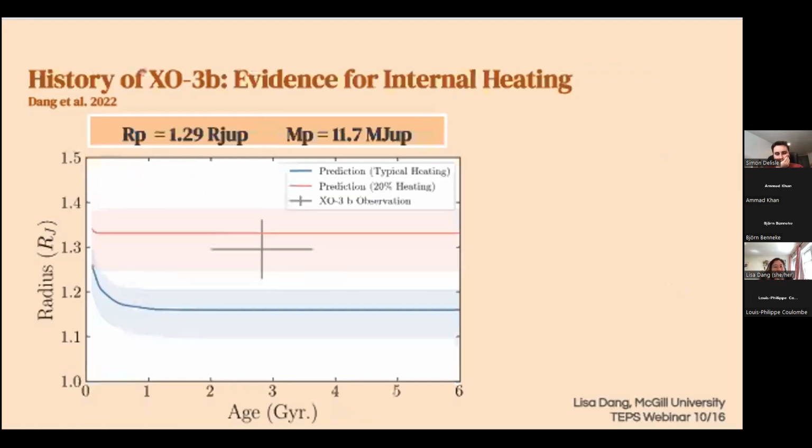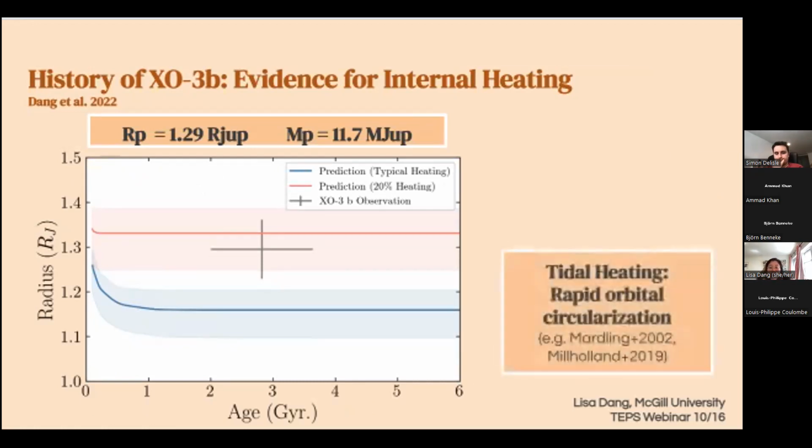And so this led us into looking into the radius of EXO-3b. We used Gaia data to empirically constrain the mass and the radius of EXO-3b. And to contextualize these quantities, we ran an evolution model of the radius of EXO-3b as a function of age.